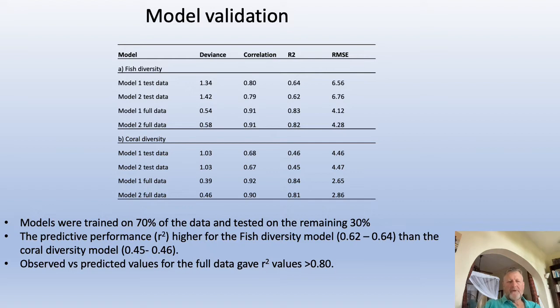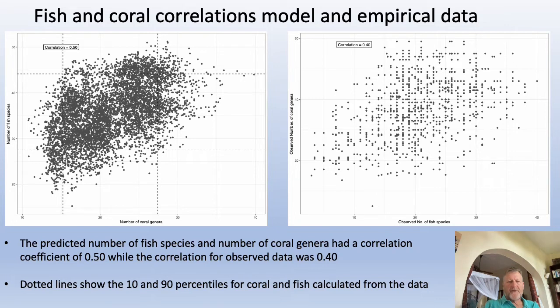When you look at coral diversity, you get somewhat lower fits for the 70-30 comparison, around 0.5. But then if you look at the full model, you get fairly high fits at around 0.854. So these are generally very good predictive models and give us some indication that the predictions are probably pretty accurate. They will be less accurate as you predict what's happening in the future, but at least for the current state, they are quite accurate.